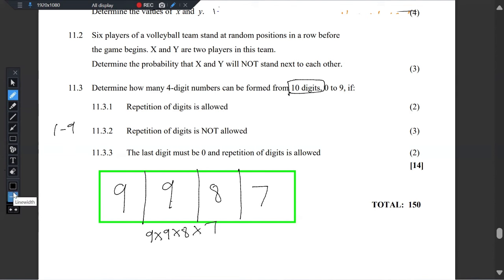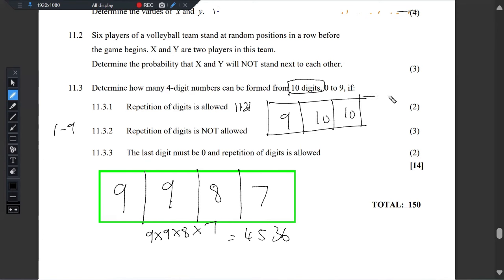And then this here will give us 9 times 9 times 8 times 7. This is supposed to be 4,536, right? And then also going back to the last one, the 11.3.1, I think I didn't write an answer. It's 9, it's 10, it's 10, and then it's 10. When you multiply these ones, you are supposed to get 9,000, right? So don't forget to also multiply them and get the answer. So 9,000, especially if it's 2 marks like that, that means they also want you to get the answer there. Okay, so that's it.